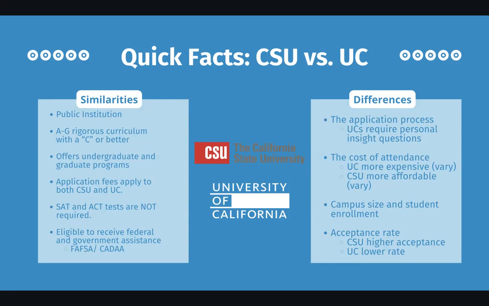Next is campus size and student enrollment. That can vary between both types of institutions depending on the location of them. And lastly, we have the acceptance rate. Cal State universities boast a higher acceptance rate than UC. UCs have a lower acceptance rate.